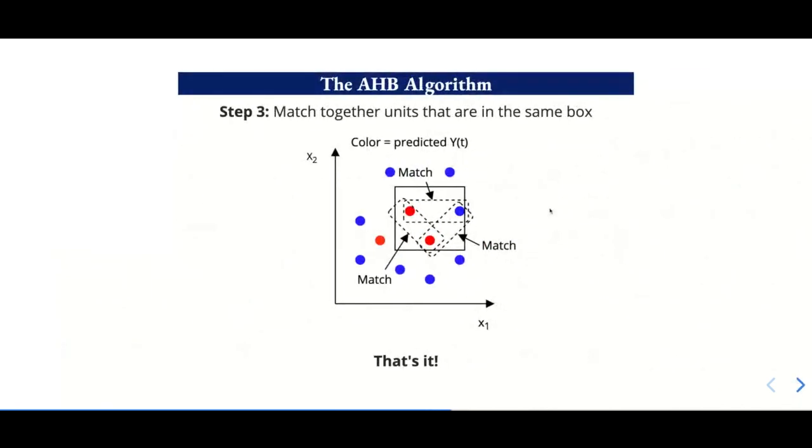Once we found an optimal box the way I just described, we just match together the units that are in it. And that's it. This is very briefly the algorithm that we have envisioned for this.